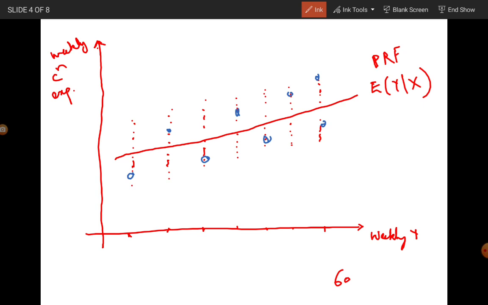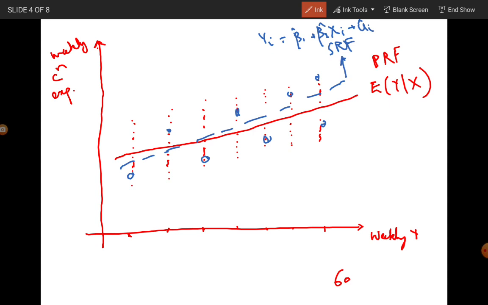we use the OLS criteria to formulate my SRF. If you remember, it is yi is equal to beta 1 hat plus beta 2 hat xi plus ui hat. This was my SRF function. So what is known to us is only the line in blue. This is what we have estimated. This is our sample regression function.